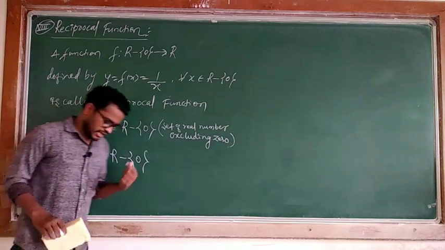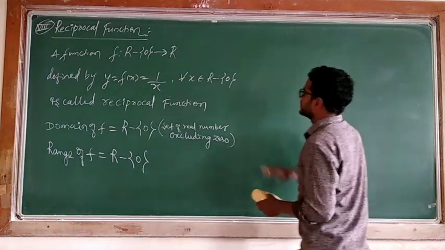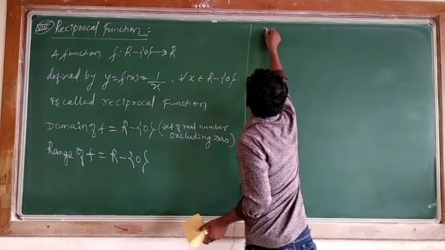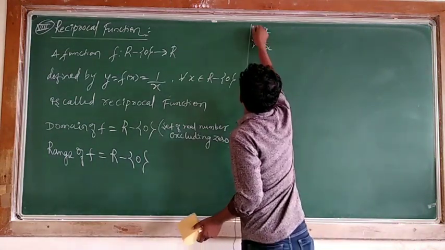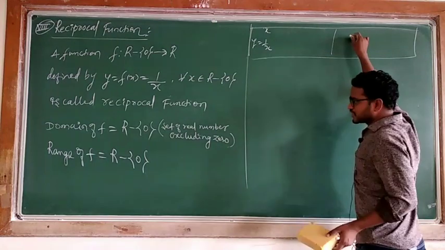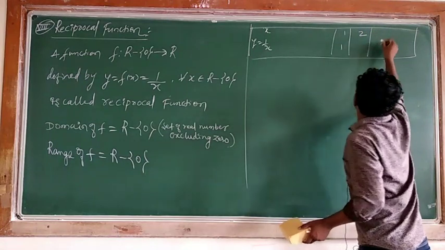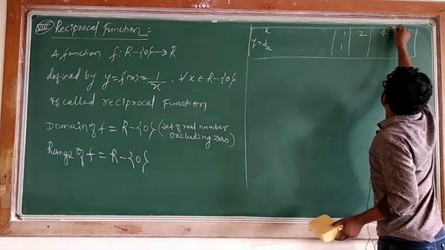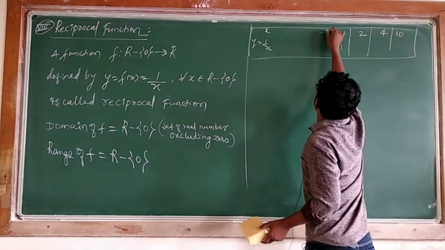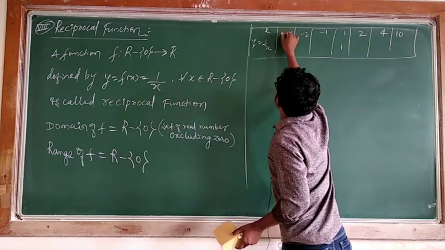So what will I observe? The variation of this graph. I will take the graph of this table. You can take anything. I will consider x and y equal to 1 by x. Simply, you can observe how the value changes. I am not taking 0. I take 1, 2, 4, 10. Here minus 1, minus 2, minus 4, minus 10.